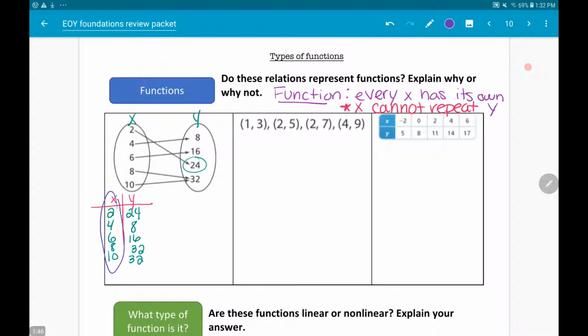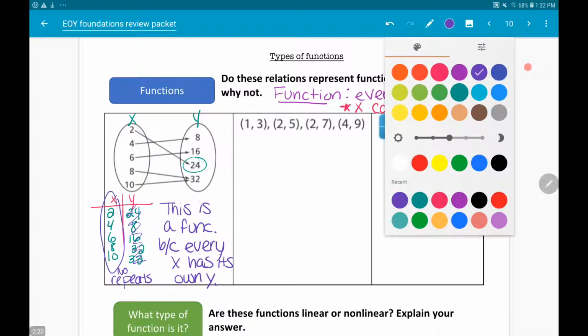I scan my x values. Do I see any repeating x? I do not. No repeats. I do not care about the y's, so I'm just going to cross those out. I only care about repeating x values. So if there's no repeats, then this is a function because every x has its own y.